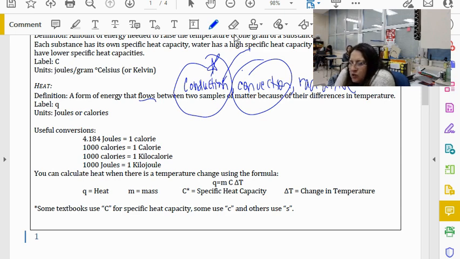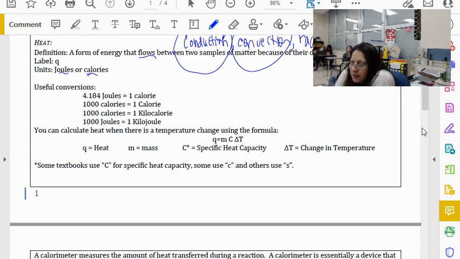Your heat is measured in either joules or calories. And here are some conversion factors that you can use within that. Now, the difference here is this is a little c and this is a big C. So this is a kilocalorie. They're the same thing. It's just they make it with a capital C.